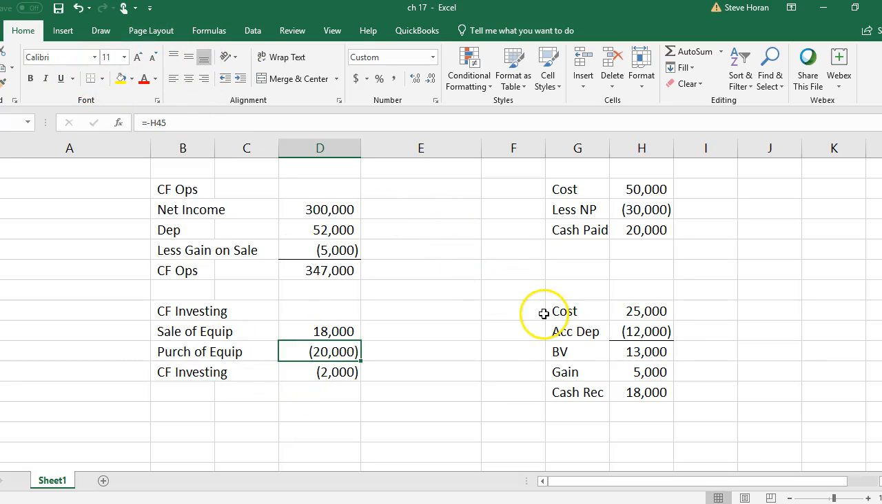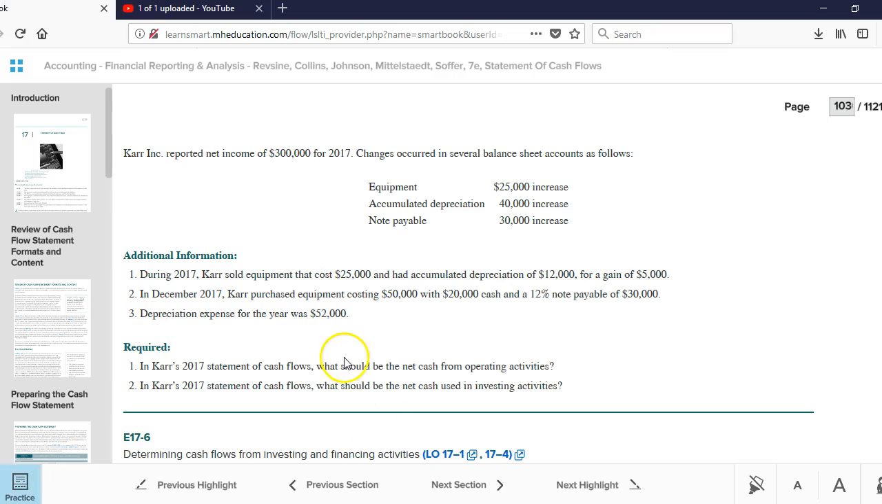So that actually just answers question 5. I just wanted you to see how that gain on the sale, we have to back it out of operations and essentially reclassify it down into investing. Okay, so that was 17.5. Let's take a look at 17.6.